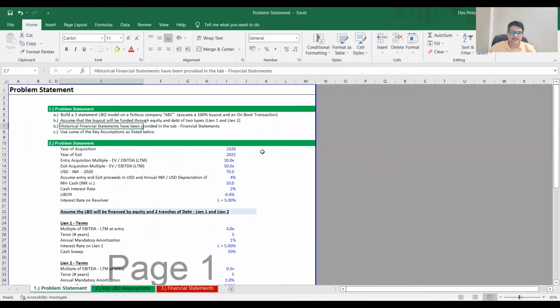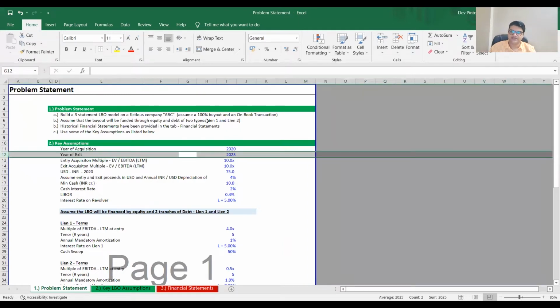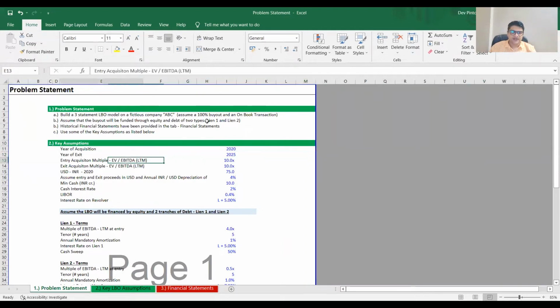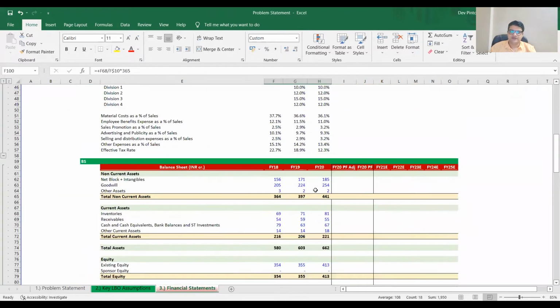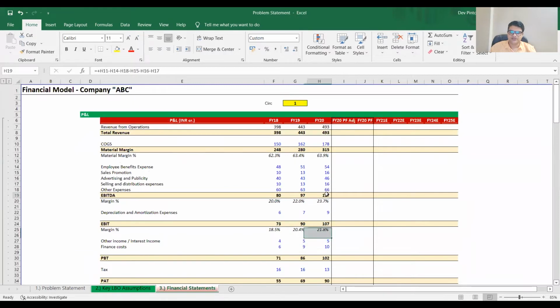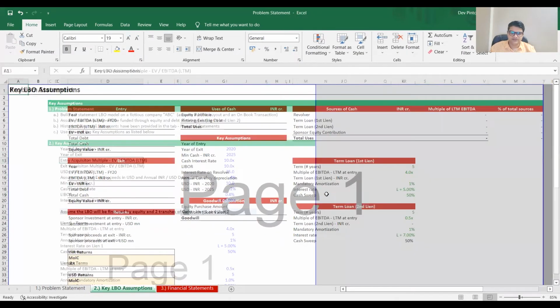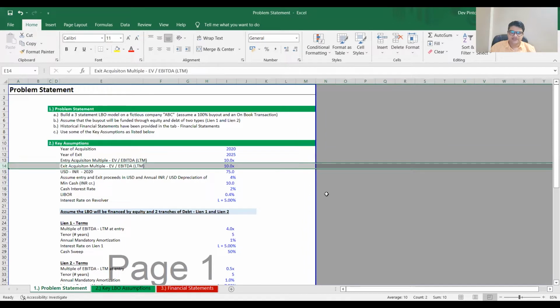Let's go back. These are some of the key assumptions. So year of acquisition 2020. Okay, year of exit, we will exit this investment in 2025. Entry acquisition multiple is 10 times LTM EBITDA. So that will be nothing but 10 times of FY20 EBITDA, which will be this, right? Okay. Exit multiple 10x of EBITDA, that will be in FY25.